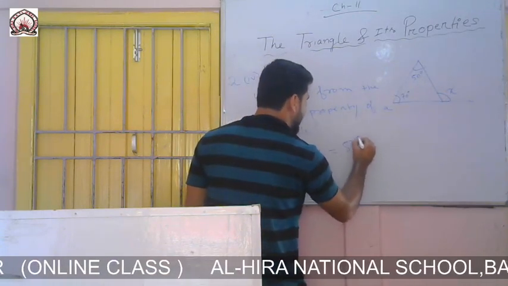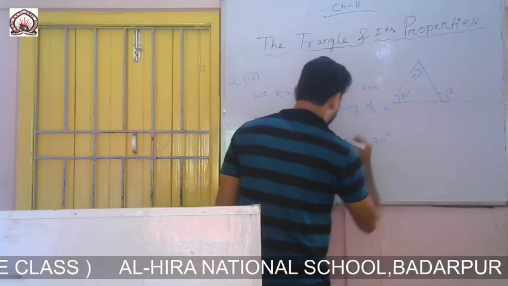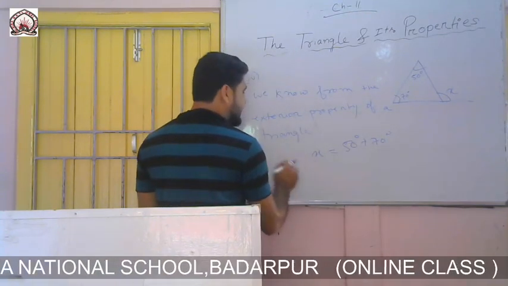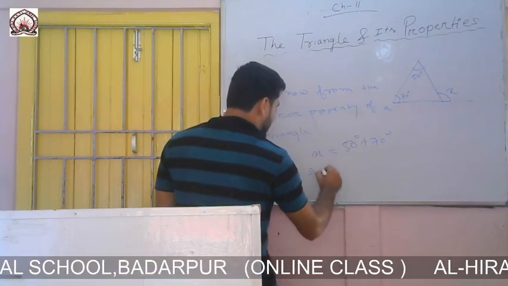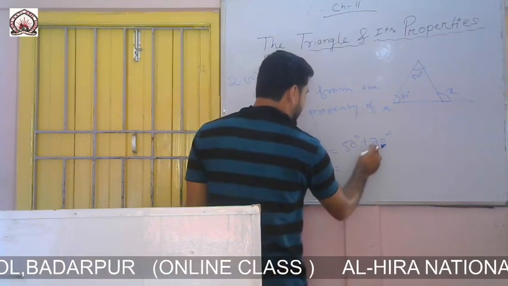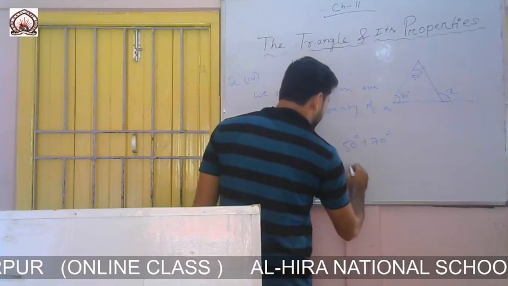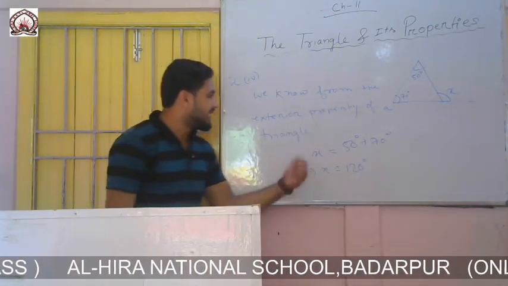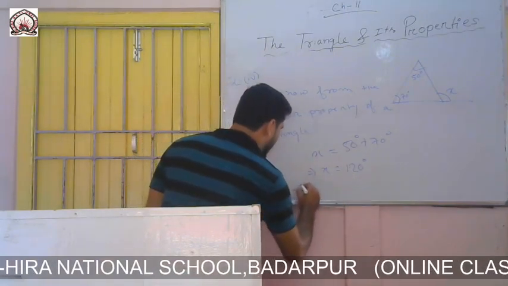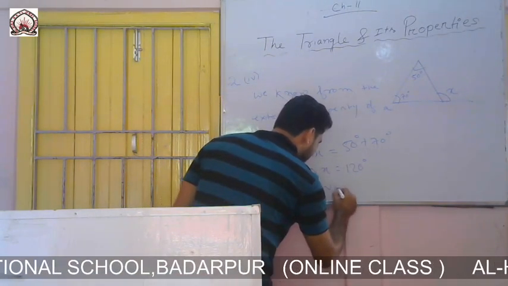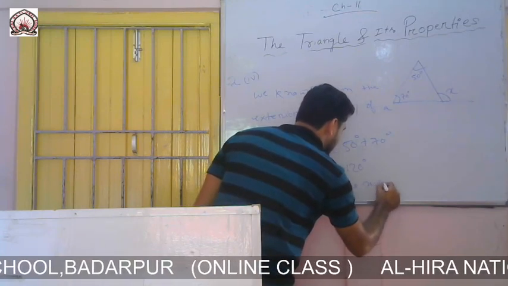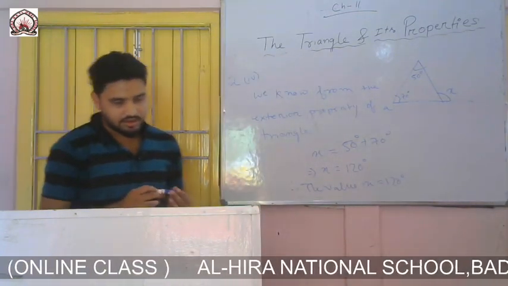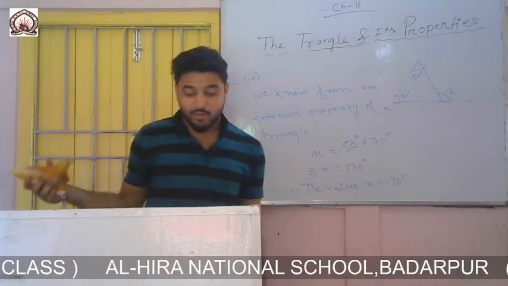So I can write 50 degree plus 70 degree. Now I can write x equals, if I add, then 120 degree. So the measure of this angle is 120 degree. Therefore the value of x equals 120 degree. So that is the answer of question number Roman 4.